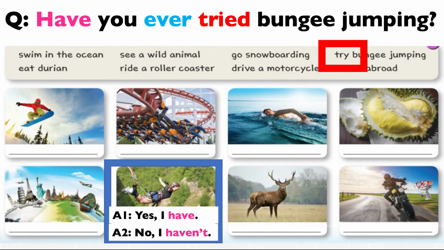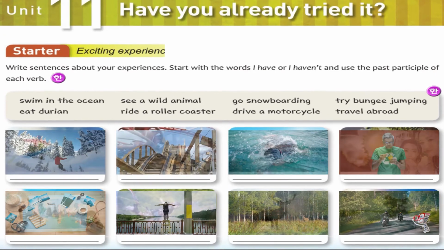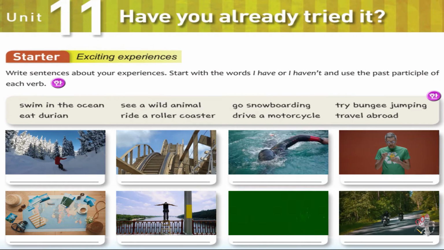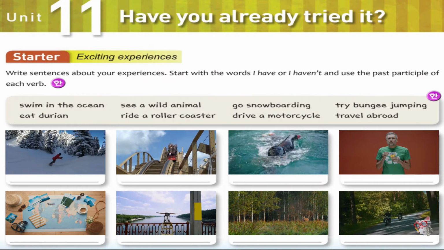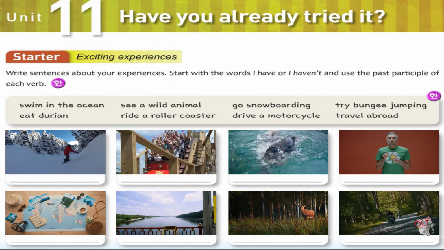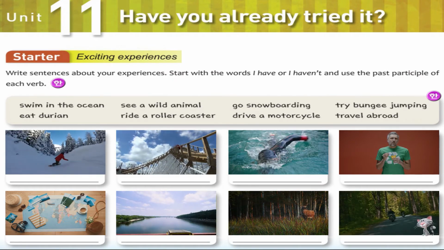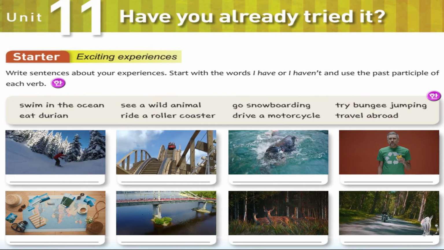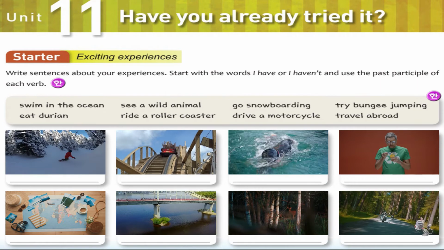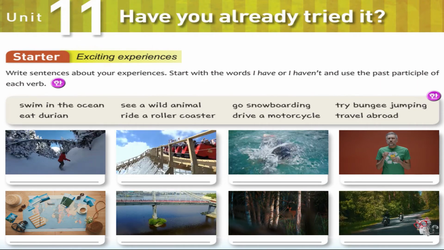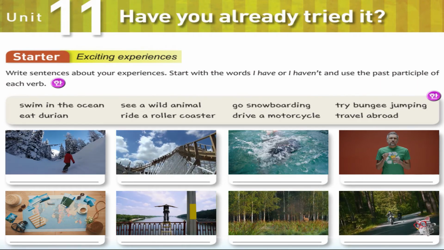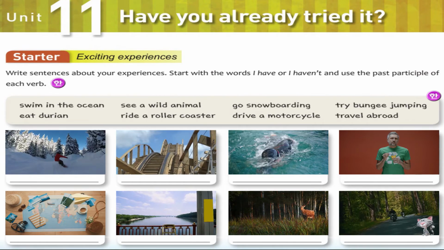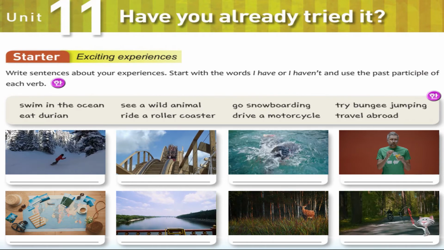Then, we bring them all up. And there they all are. So, exciting experiences. That's our Unit 11. That's have you tried it? So, you can say, have you tried. If you say have I tried, that's different grammar, because you'd say like have you tried swimming in the ocean? Have you tried eating durian? And so on. But the guy there, he's eating mango, not durian.